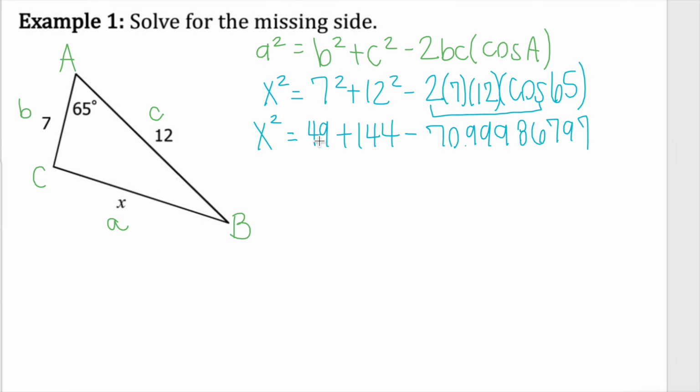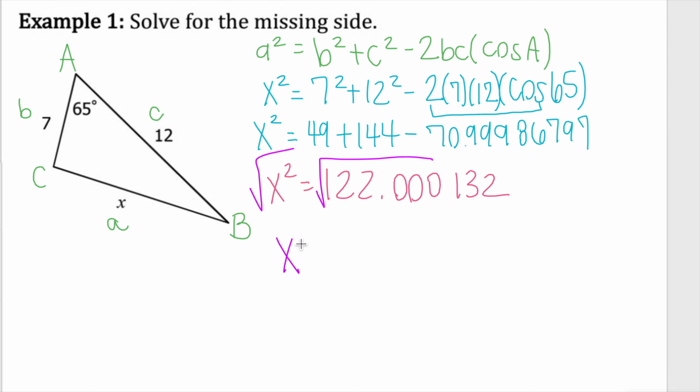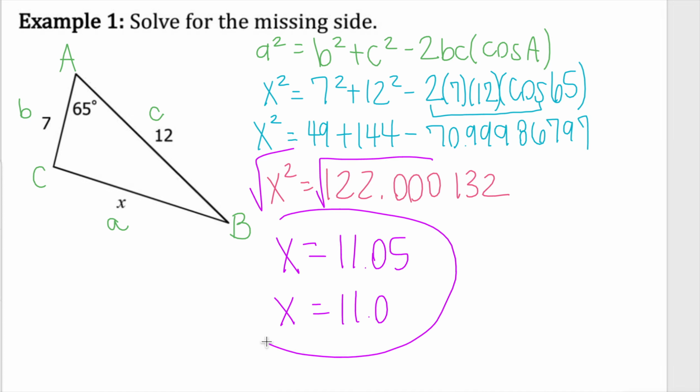Now I have 49 plus 144 minus this long decimal, 70.9986797. We get 122.000132. So in order to figure out what x is equal to, I'm going to take the square root of this number. So x is the square root of 122 and change, which is about 11.045, so about 11.05, or if you're rounding to the tenth, 11.0.